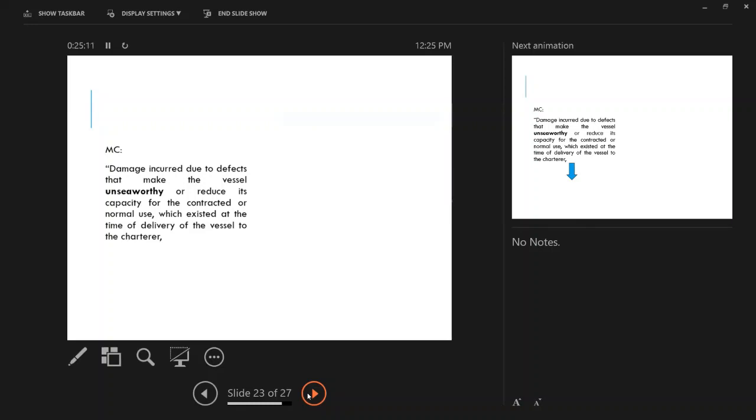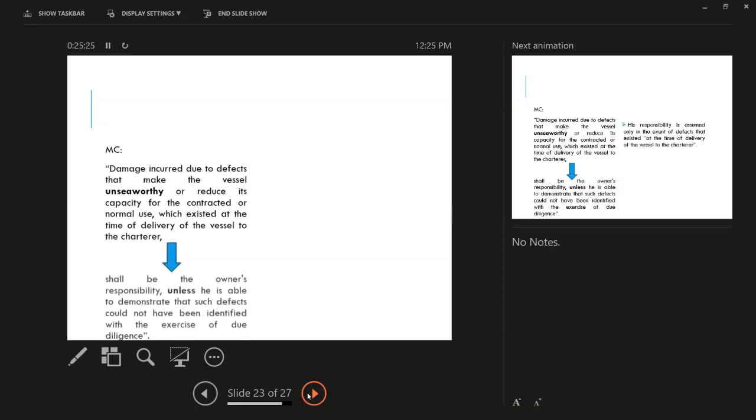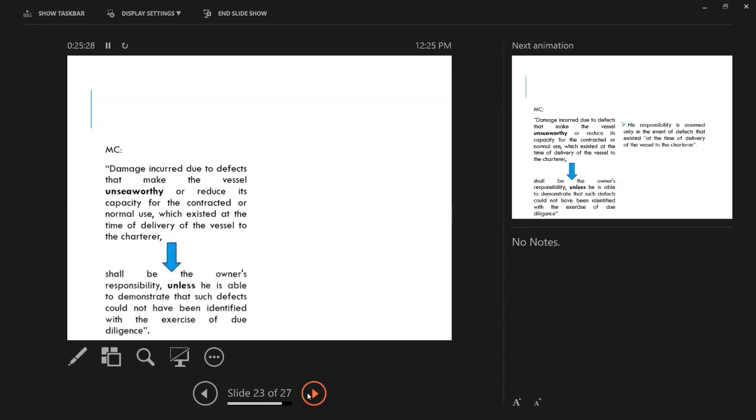So the damage incurred due to defects that make the vessel unseaworthy or reduce its capacity for the contracted or normal use, and which existed at the time of delivery of the vessel to the charterer, is next. So there is an owner's responsibility for that, unless, of course, there is always some but in these provisions. So unless he's able to demonstrate that such defects could not have been identified with the exercise of due diligence.